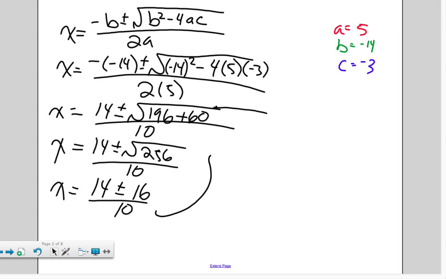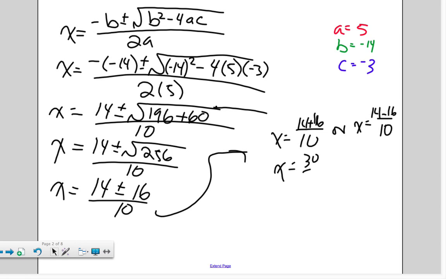So here we have x is equal to 14 plus 16 over 10, or x is equal to minus 14 minus 16 over 10. So 14 plus 16 gives us 30 over 10, which is the same as 3. X equals 3. And here we get x is equal to minus 2 over 10, which is x is equal to minus 1/5. So from here, you could take half of those, right?